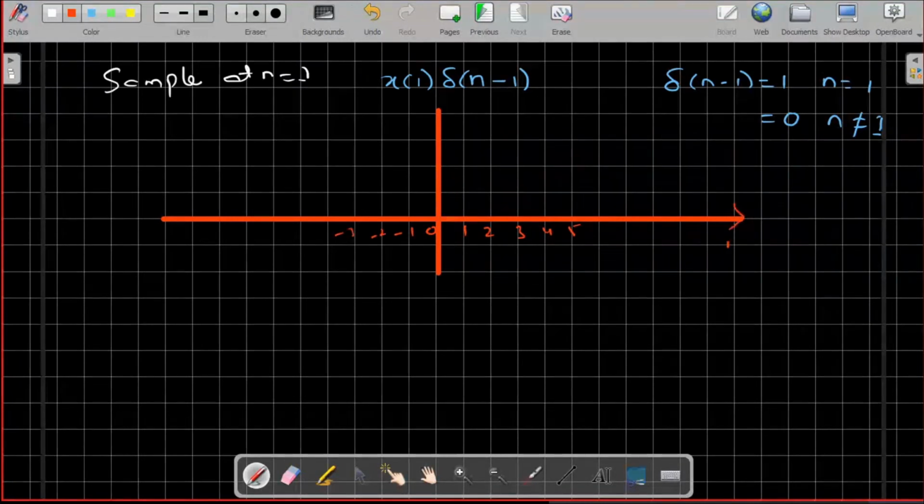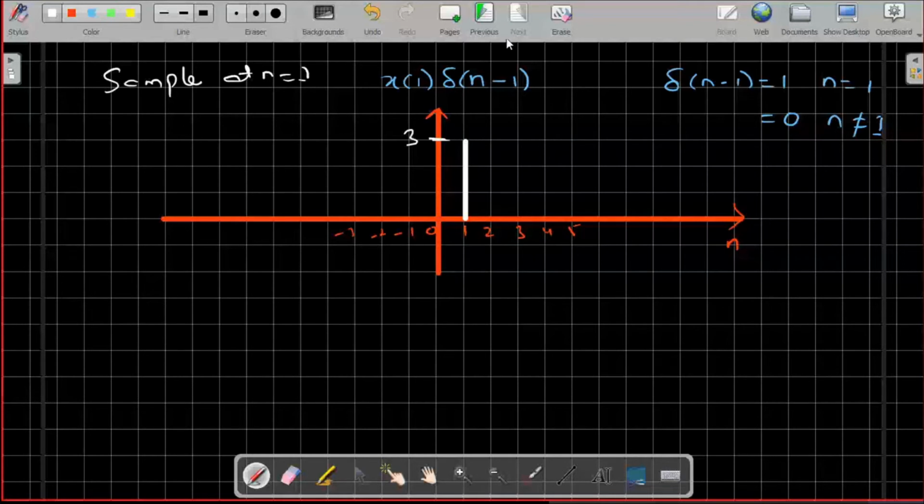Okay, this is n and this is simply x of 1 into del of n minus 1. So what is the amplitude? What is the x of 1 value? 3. So we have 3. Okay, this is a graphical representation of x of 1 into del of n minus 1.